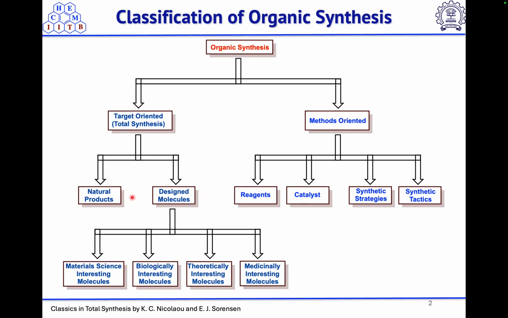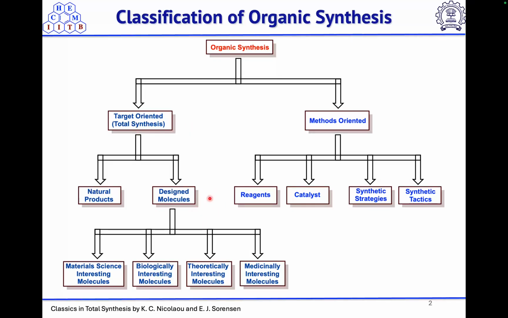Natural products means molecules isolated from a natural source. That can be a part of target-oriented synthesis. Here in natural products, the target is fixed, so we have to complete the synthesis. So natural products synthesis comes under this target oriented synthesis.